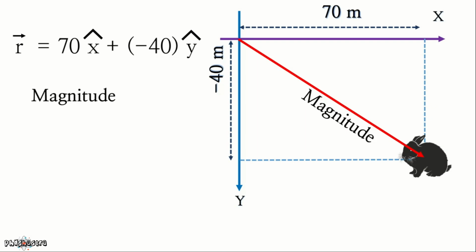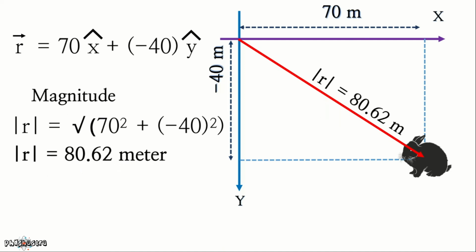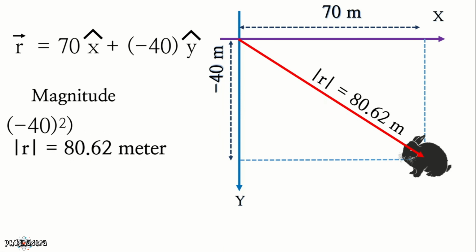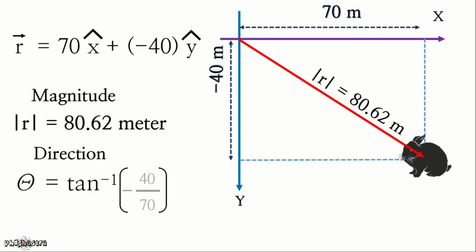Now let us find the magnitude. We know the magnitude of a vector, therefore we write it in a square root form, and we get the square root of 70 squared plus negative 40 squared equals 80.62 meters. This is the net displacement, and the net direction the rabbit is moving is theta equals tan inverse of negative 40 divided by 70. Thus we get tan inverse of negative 0.5714. We get the angle as 30 degrees clockwise.